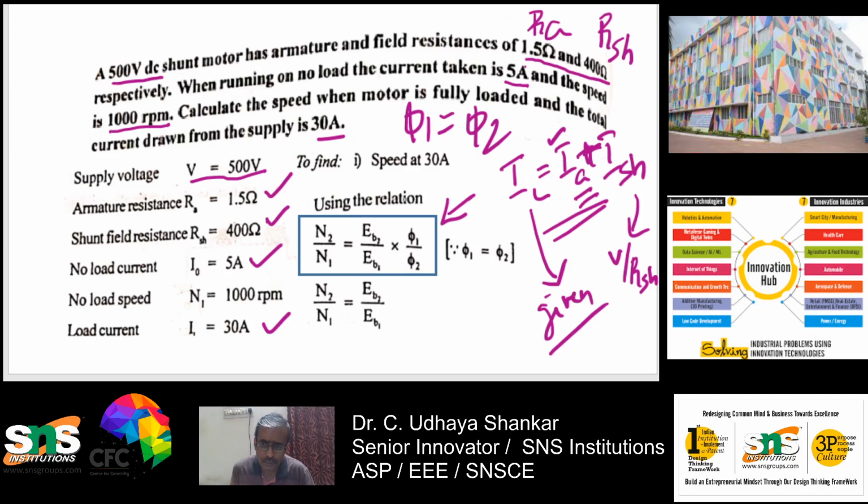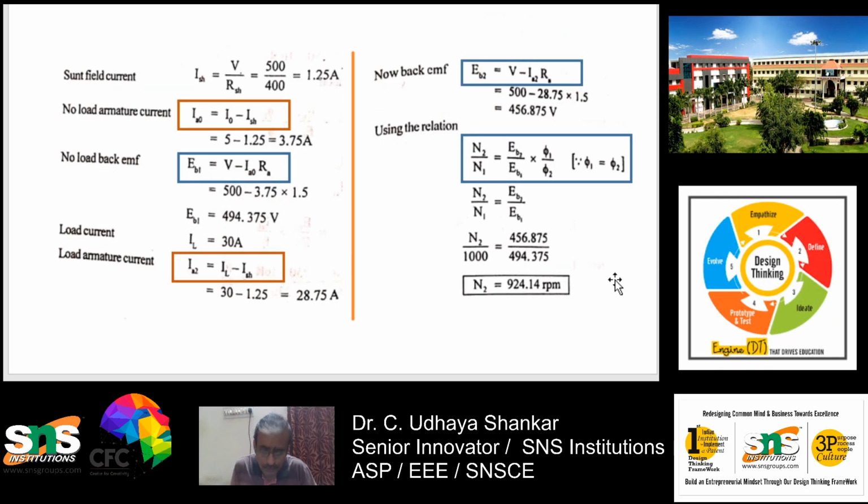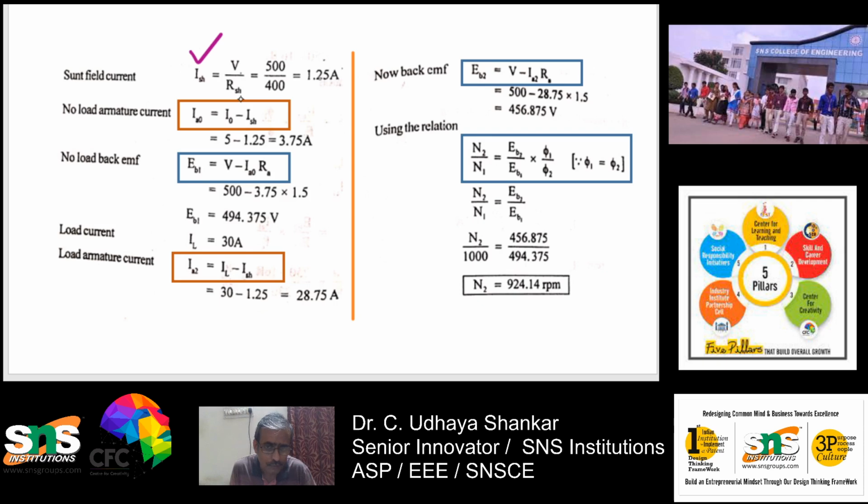Okay. So, now please remember this formula. Now, we will move on with how to solve this problem. Here you can see that first you want to find, as I have told, the shunt field current. The shunt field current is nothing but terminal voltage divided by the shunt field resistance. So, your answer is 1.25 amps.